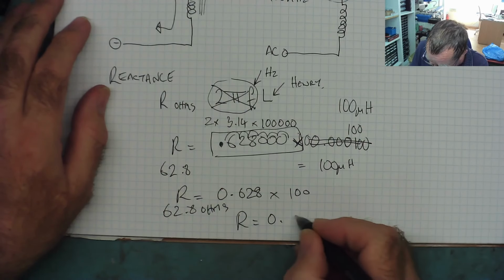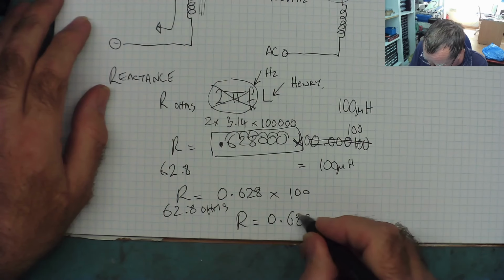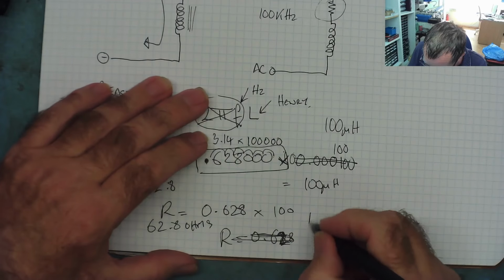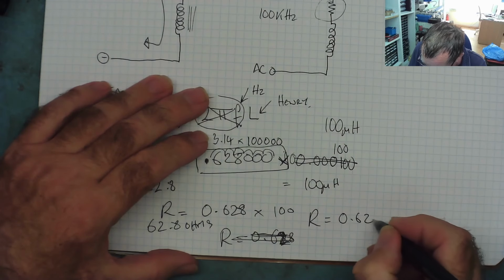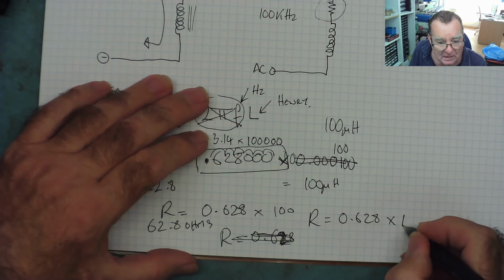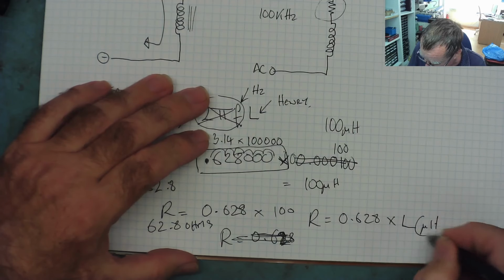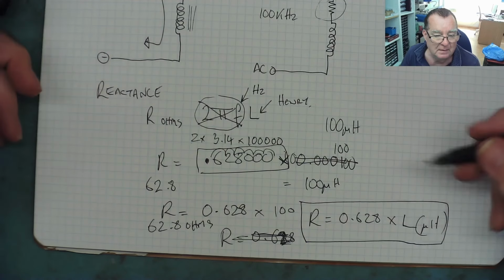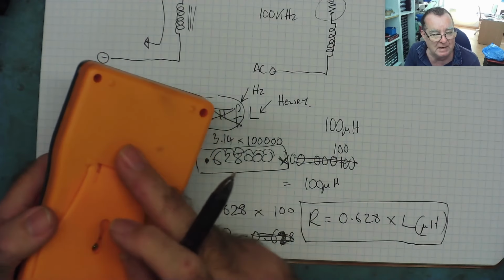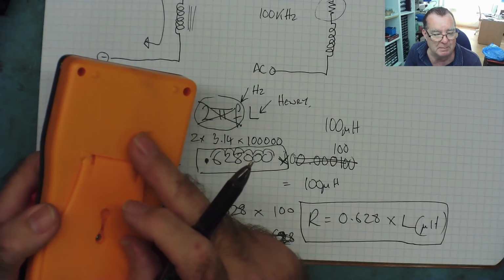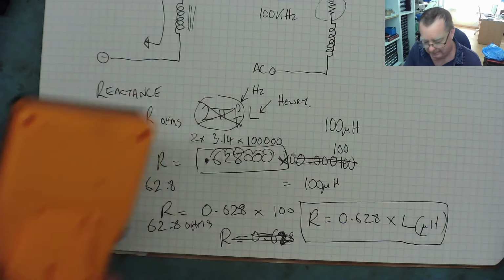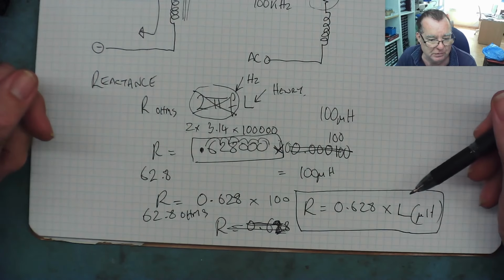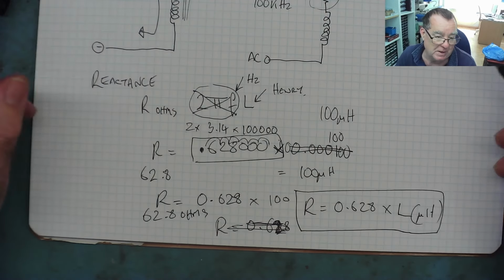Let's do it again. R equals 0.628, because this is important, times the inductor in microhenries. That is it. That is your formula. If you remember that, stick a label on the back of here: 0.628 times inductance in microhenries. So that's how we can work out what the resistance of an inductor should be, and we can measure it and test it and see whether it's reading correctly.